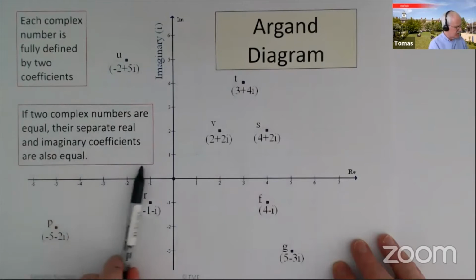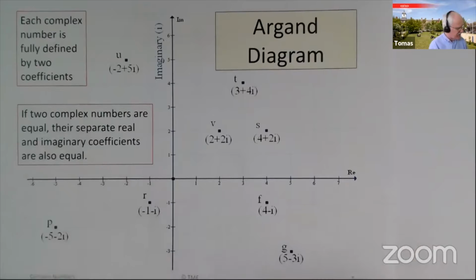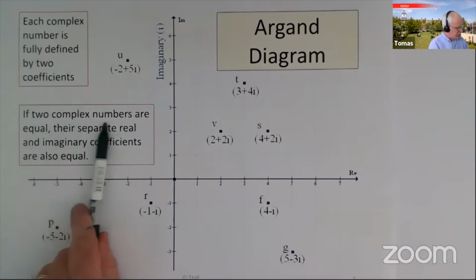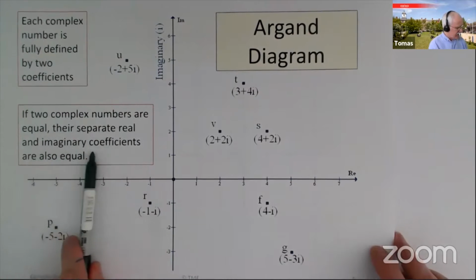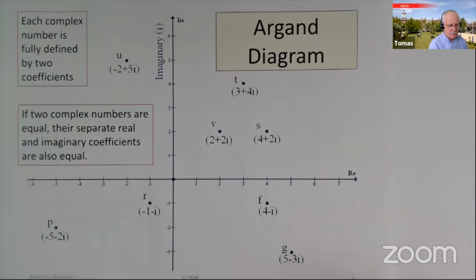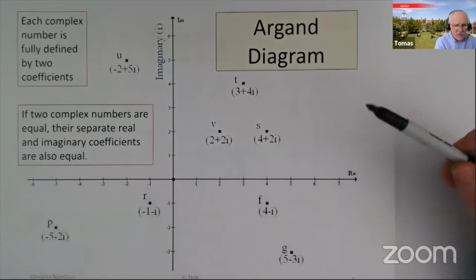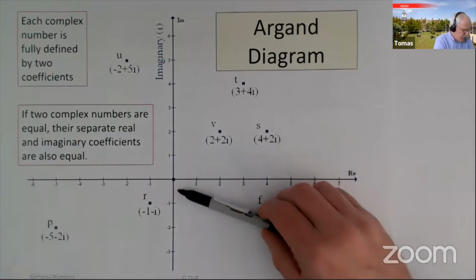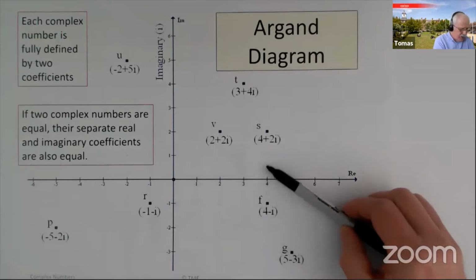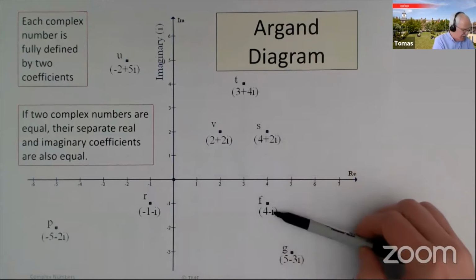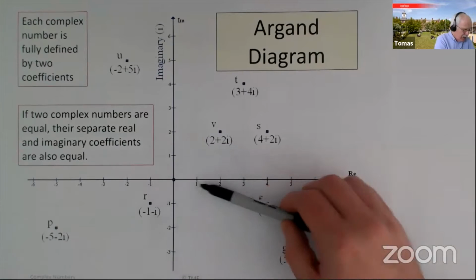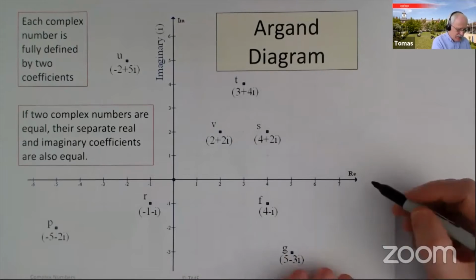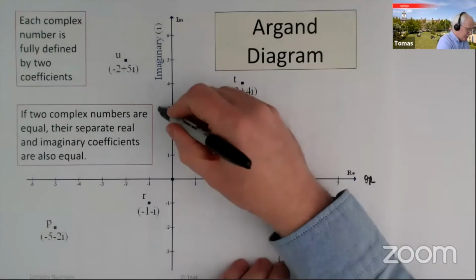Now, there's a sentence here that's nearly philosophical, and it says each complex number is fully identified by two coefficients. If two complex numbers are equal, their separate real and imaginary coefficients are also equal. Let's imagine for a moment that complex numbers are no more difficult than oranges and apples. So 2 oranges and 2 apples, 4 oranges and 2 apples, 4 oranges minus an apple, you owe somebody an apple, and 3 oranges and 4 apples.